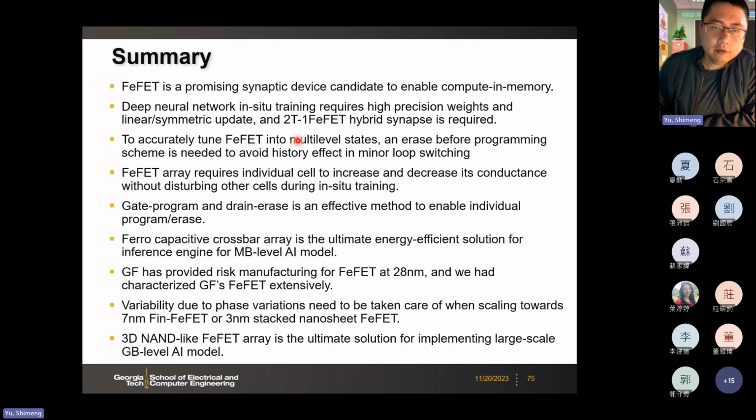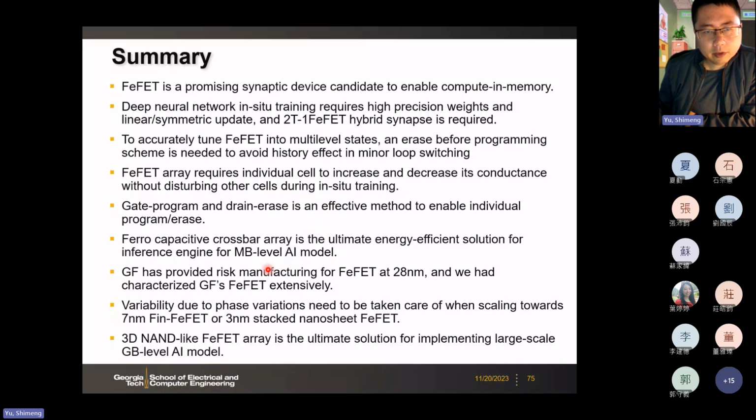And then for the inference, we can either use FeFET or use our crossbar capacitive sensing. If we want to use FeFET, then we have to be careful. For the multi-level states, we have to avoid the history effect and do the erase before programming, and also use the drain erase to program the individual cells.